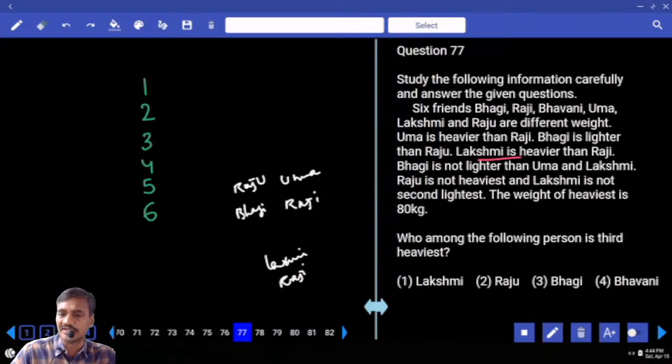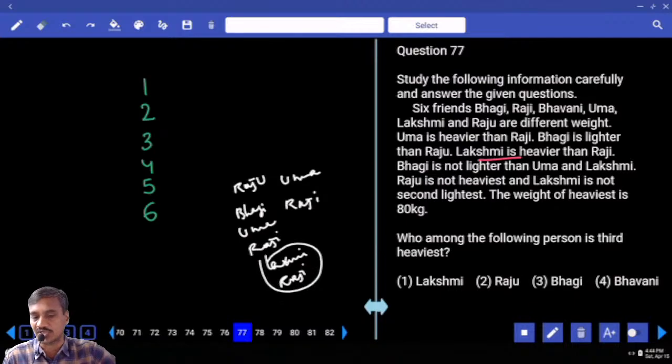Bagi is not lighter than Uma. Bagi is not lighter than Uma means Bagi is heavier than Uma. Isn't it? Uma is here, Raji is here. Now the relation between Lakshmi and Uma and Bagi is not there. And Bagi is not lighter than Uma, that is, Bagi is heavier than Uma and Lakshmi. Isn't it? Uma and Lakshmi.